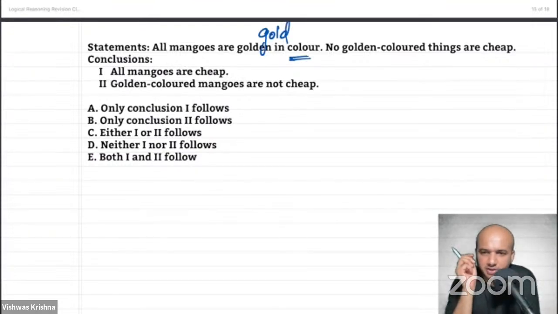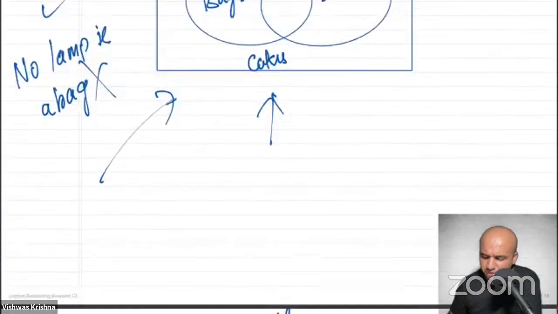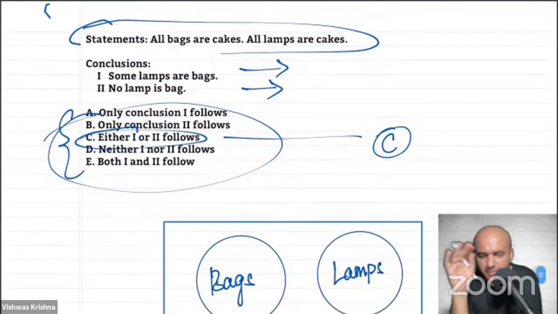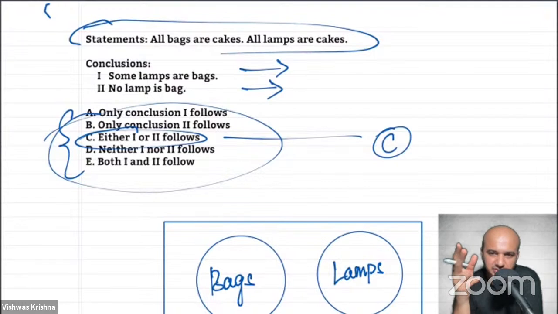Okay, Pratiksha has a doubt. In the question, they said both are different, but sir, in diagram 2, you have combined. They have not said both are different. No, where have they said? They only said all bags are cakes, all lamps are cakes. They didn't say lamps and bags cannot be different or can be same. They never mentioned that.